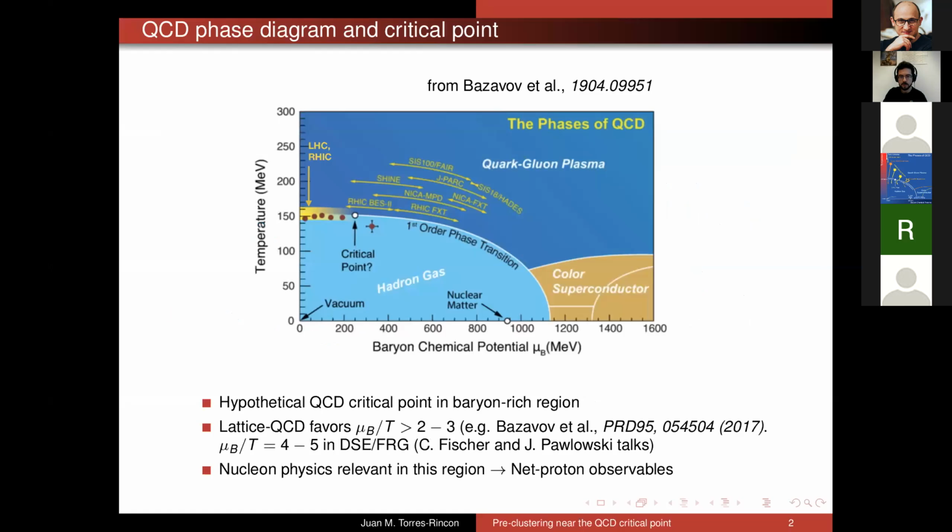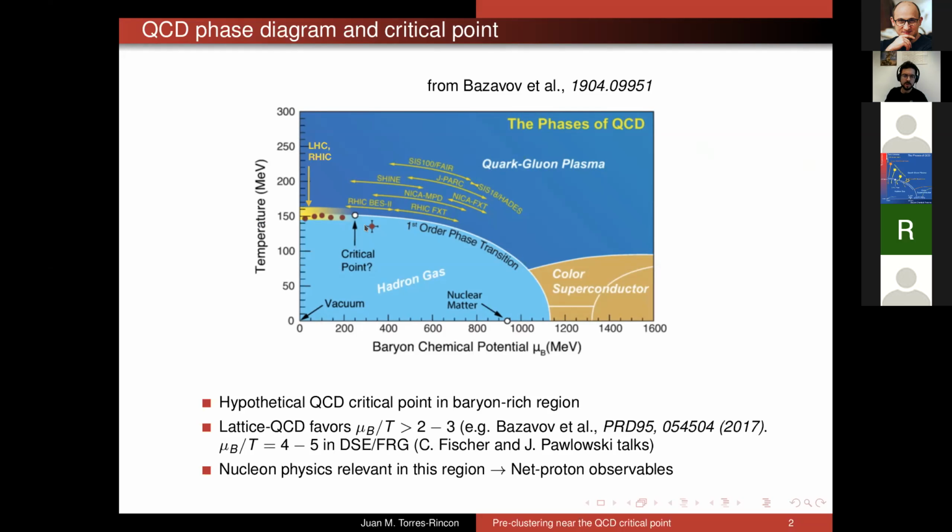Now, in the previous talk, Xiaofeng already discussed the QCD critical point and the QCD phase diagram in general. He also showed some of the ongoing and future experiments, which are trying to observe signatures of the first order phase transition and also the possible critical point. The comment I want to make here is that this hypothetical critical point is located in the baryon-rich region, at finite net baryon density in this phase diagram.